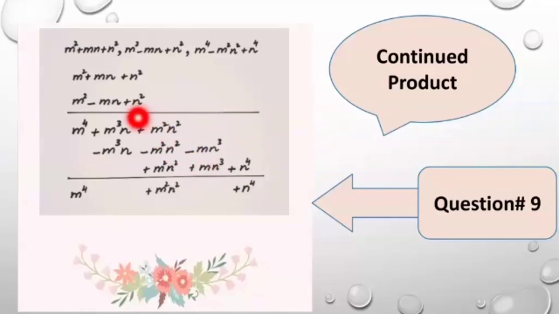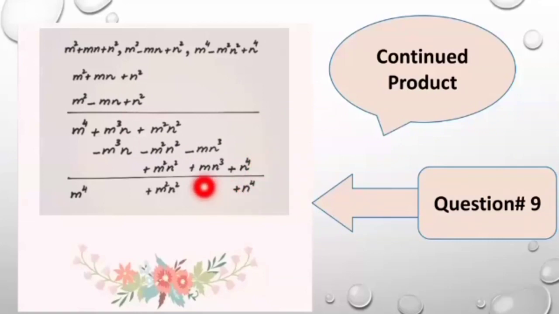Now multiply n square by m square. Answer will be m square n square. Now multiply n square by mn. Product will be mn cube. And we multiply n square by n square. Then the product will be n raised to power 4. Now add these three expressions.